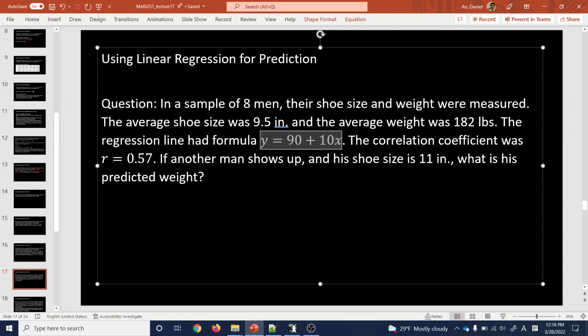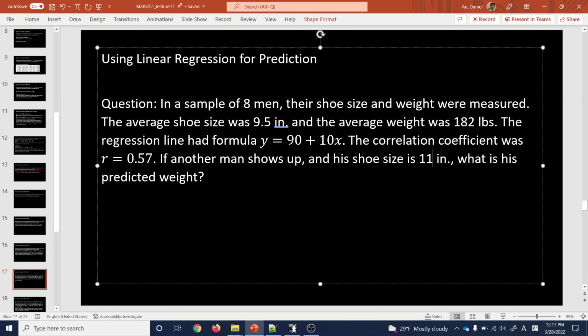So here's what's happening. You would expect that bigger shoe size usually means bigger person, and a bigger person would mean heavier, right? We know that on average in this sample, 9.5 was the average shoe size, and average weight was 182 pounds. So would you plug in the 11 inches for x? Yeah, that's the correct thing to do. If we know that this is valid, we plug in 11 here. 11 times 10 is 110 plus 90. That will be 200. So we would deduce that this person must weigh 200 pounds, right?